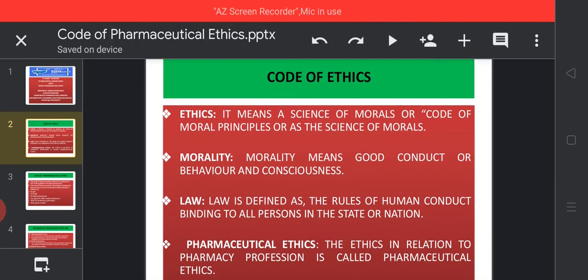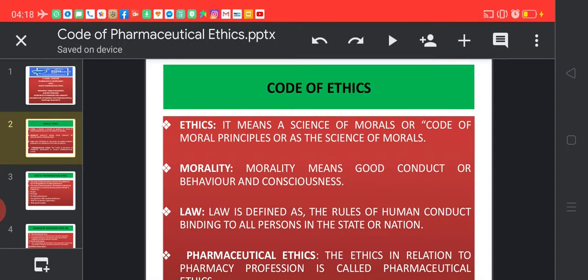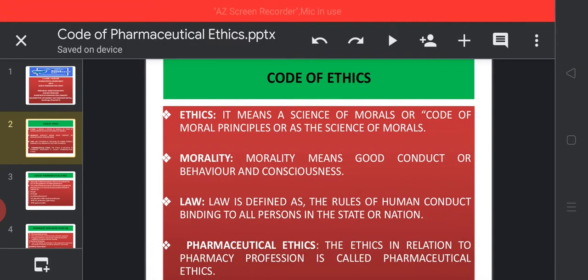Ethics, a moral science. Ethics, code of moral principles, also known as science of morals. Means ethics is basically a moral science, moral principles, also known as a science of morals.